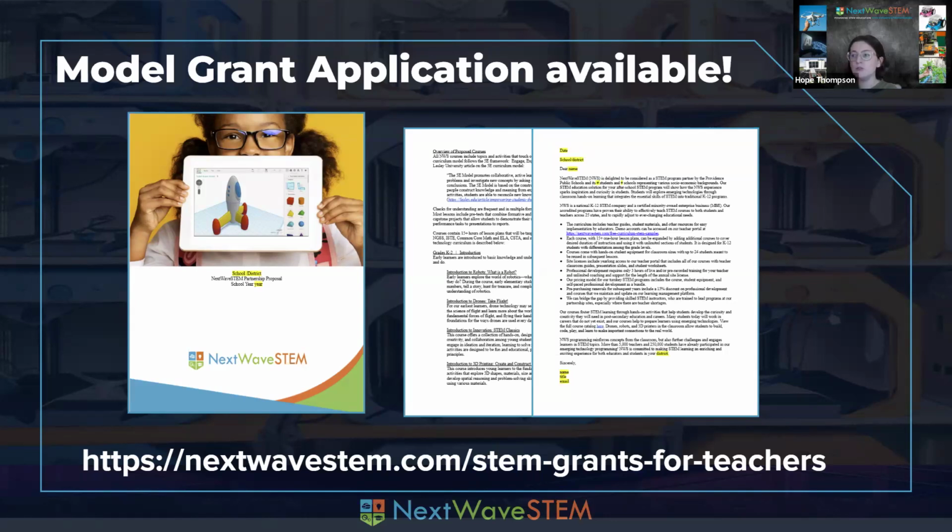So I want to point you to our STEM grant sample application available on our website that just has some information and some specific details for our program to help you get started in completing that application. We're also available to help out as you're completing these. So please know that if you reach out to our team, we're more than happy to help complete your application and make sure it's as successful as it can be.